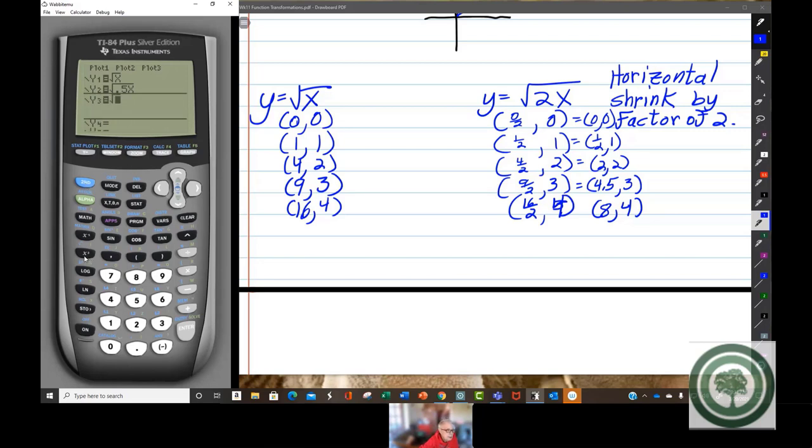So y equals the square root of 2x. This is going to be the third graph to come up. See, it looks higher, but it's actually a shrink. How? When the line goes just as far or farther? Notice what's happening to the x coordinates. Instead of being at 1, we're at 1/2. Instead of being at 4, we're at 2. Instead of being at 9, we're at 4.5. So all the x coordinates have been halved, but the y coordinates, how high it is, stays the same.